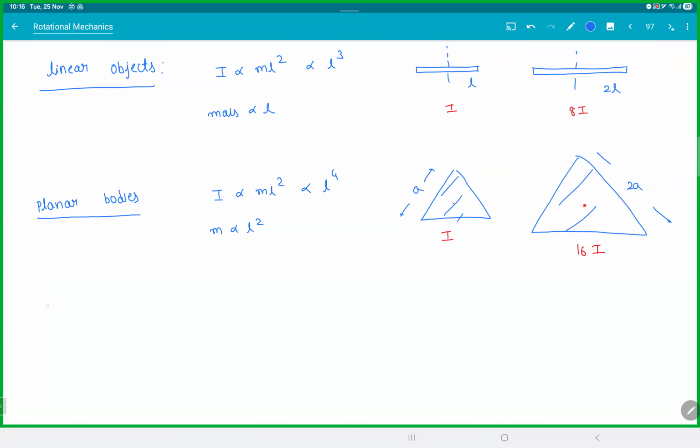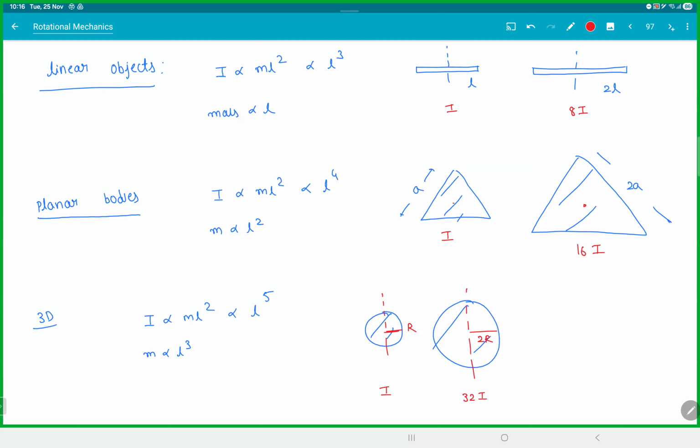If you take 3D bodies, I is proportional to ml square, mass is proportional to L cube, so I is proportional to L power 5. So if you take a small sphere and if you take a big sphere, if this radius is r and this radius is 2r, if this is I, then this is 32I. Clear with this? We are just getting the proportionalities there.